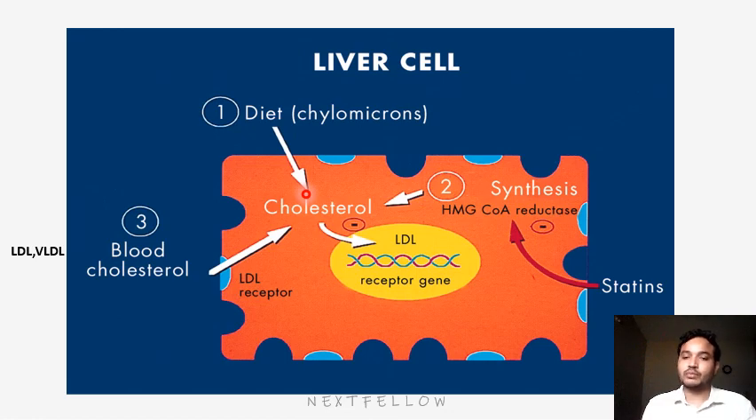In the compensatory mechanism, the liver forms more LDL receptors on its surface. These LDL receptors help in the uptake of peripheral cholesterol, that is, LDL and VLDL in the circulation. So when cholesterol synthesis is inhibited, there is a reduction of LDL and VLDL in the periphery.